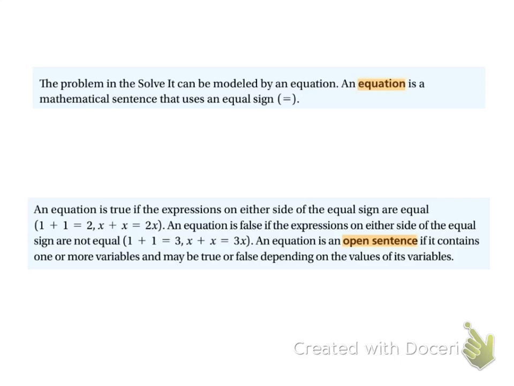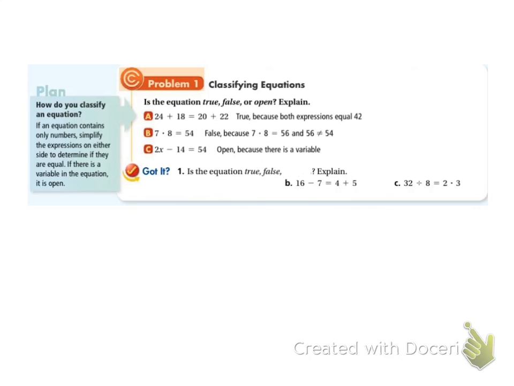So 1 plus 1 is equal to 2. An equation is false if the expressions on either side of the equal sign are not equal. 1 plus 1 equals 3. That's not true. And we are not going to address open sentences. Alrighty, so let's just jump down to our Got It questions.